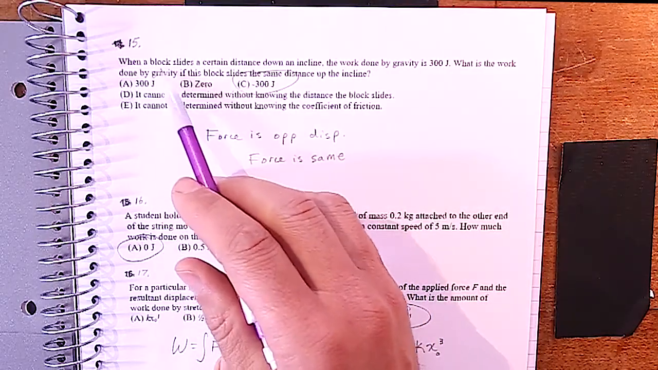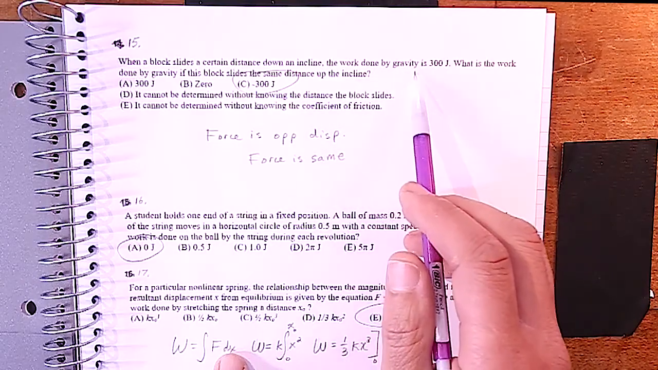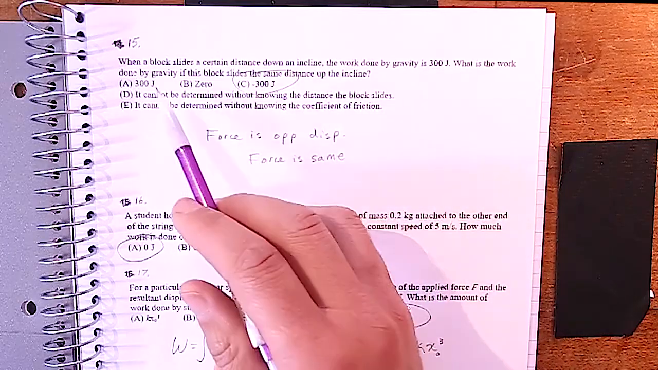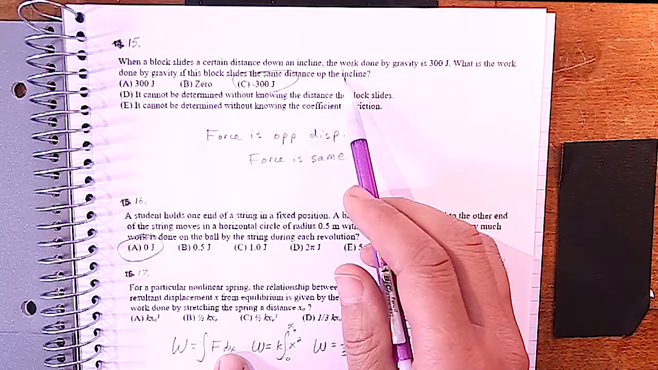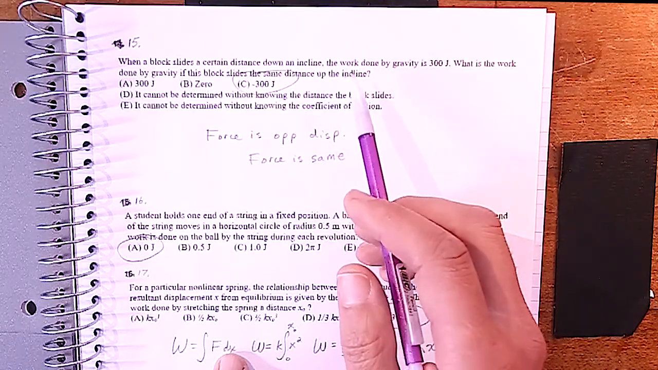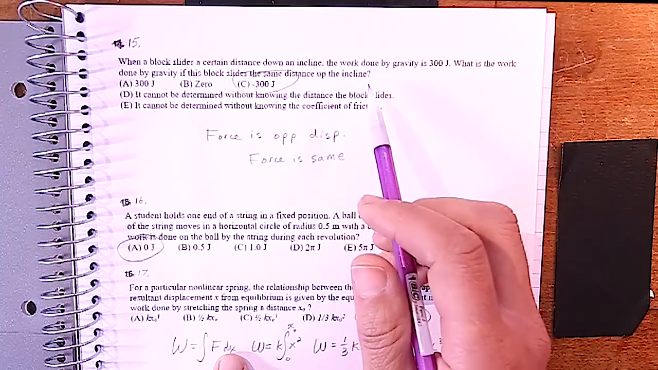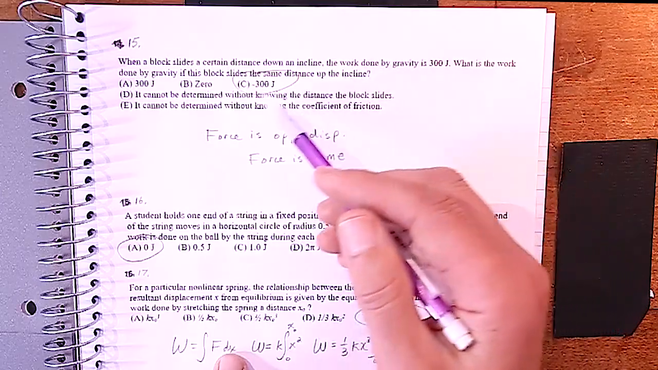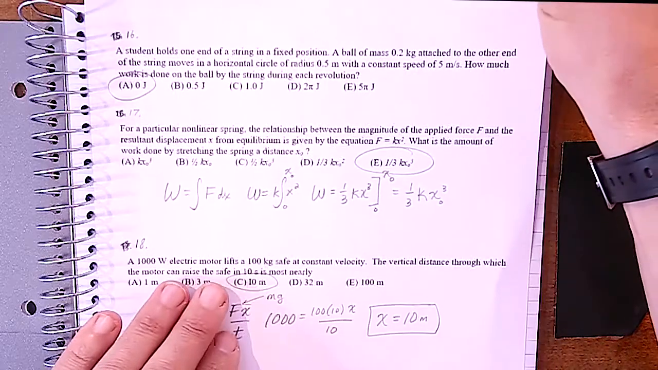In this one, we have a block sliding a certain distance down an incline, and the work done by gravity is 300 joules. What is the work done by gravity if the block slides the same distance up the incline? Well, if it goes up the incline, then the force due to gravity is down, but the vertical displacement is up. So it's going to be the same amount of work, but it's in the opposite direction. So that would be negative 300 joules.